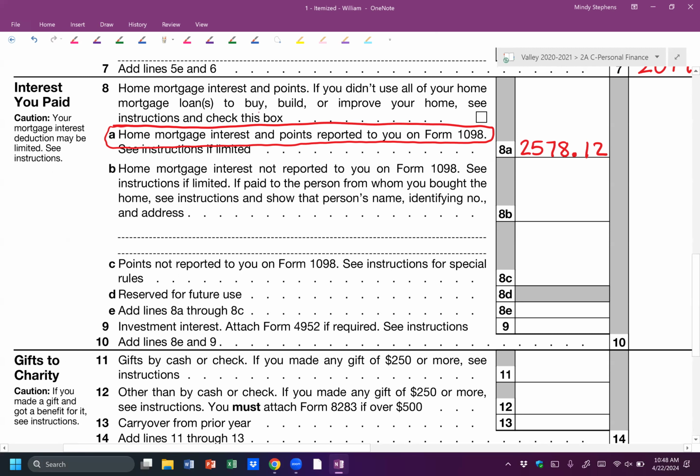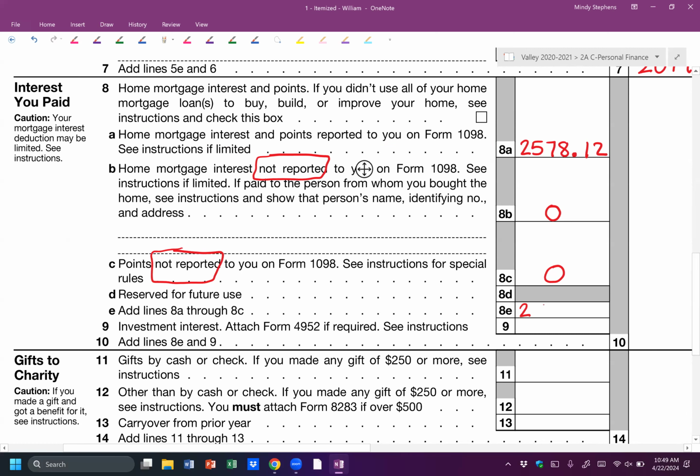These next ones where it says home mortgage interest not reported: if it ever says that, we're just going to write 0 because we don't have anything that's not reported. And points not reported, if we see that, we're going to put 0. E says to add 8A through C. So A, B, and C, we're adding those together. We're just adding 0 on this one, so 2578.12.